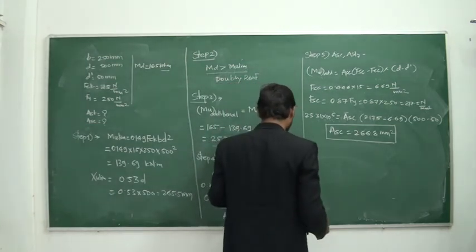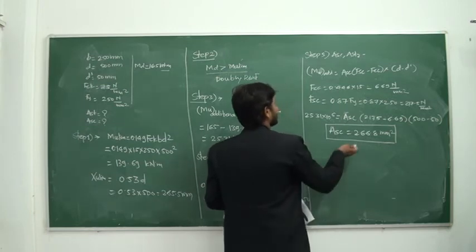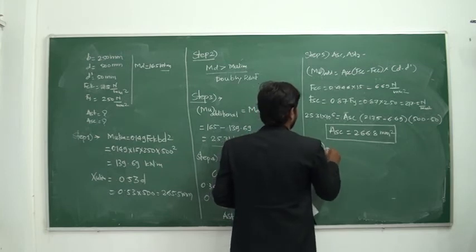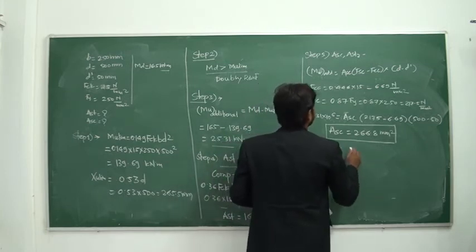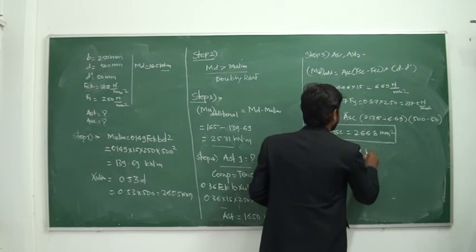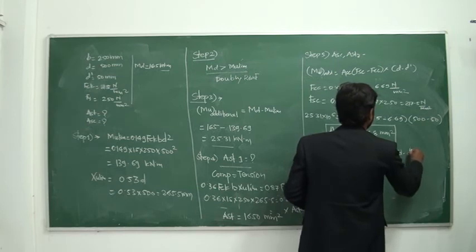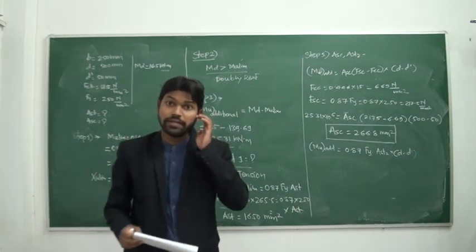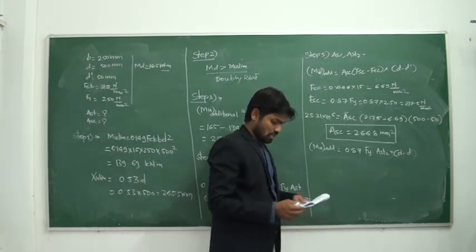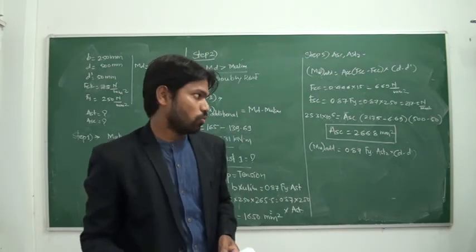Now similarly, we want to calculate AST2. For that, I can use the equation Mu additional is equal to, instead of compression into lever arm, I will take tension into lever arm, that is 0.87 Fy into AST2 into D minus D dash. You can use this equation. Similarly, you can use one more equation, that is compression into lever arm, means ASC into FSC minus FCC is equal to 0.87 Fy into AST2.